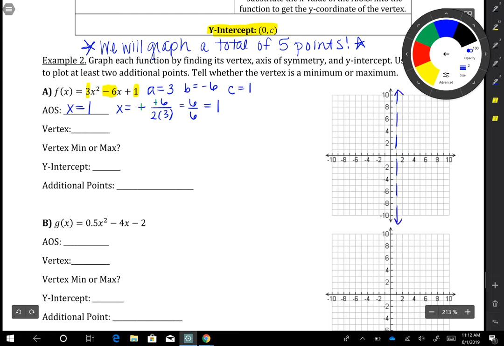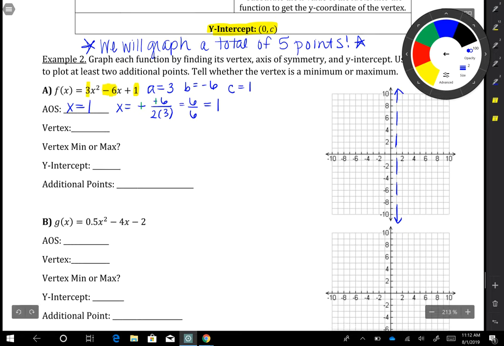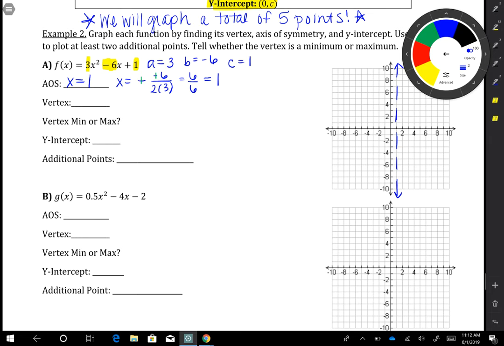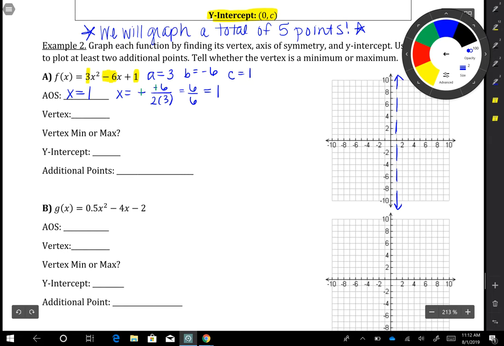Now, I know this line goes through my vertex, so I can plug this x value into my function to find its corresponding y value. So to find my vertex, I already know the x-coordinate is 1. What I need to find is the y-coordinate. So I'm going to find f of 1. So I'm putting 1 in for every x value into this function.